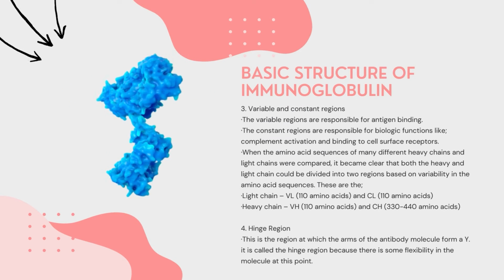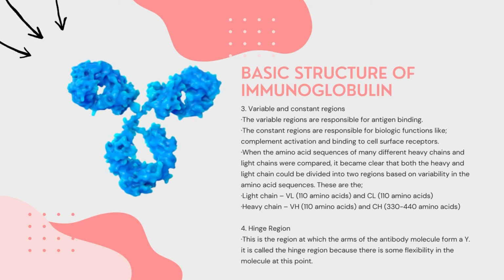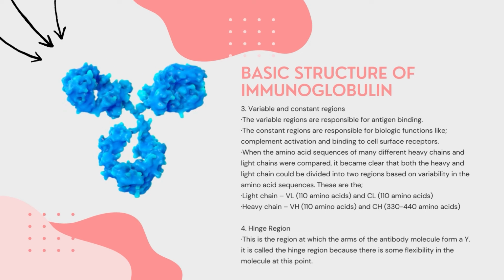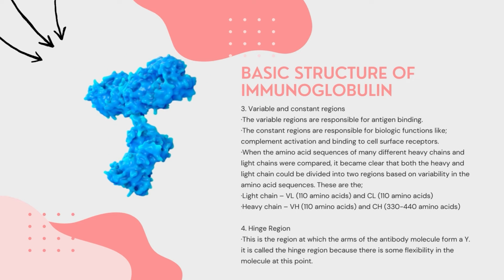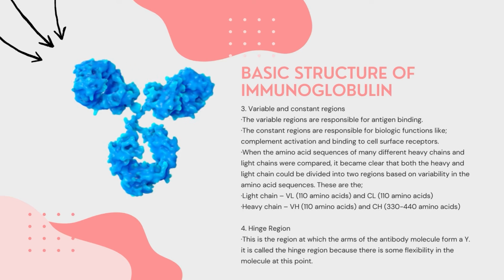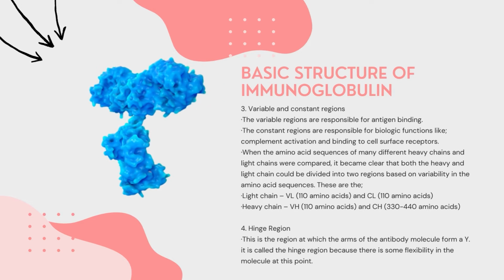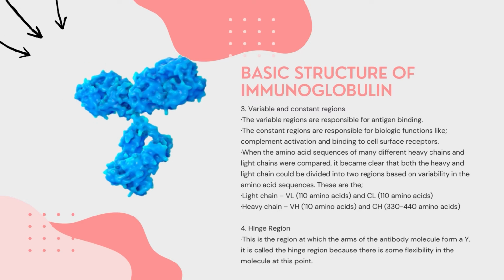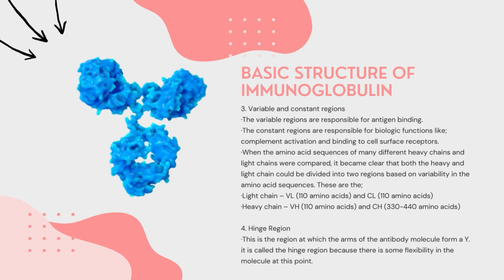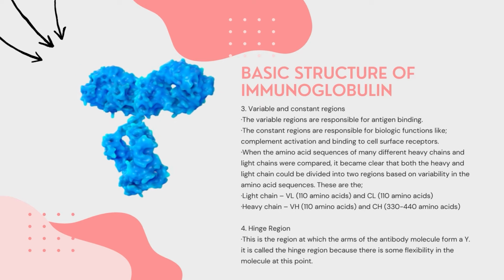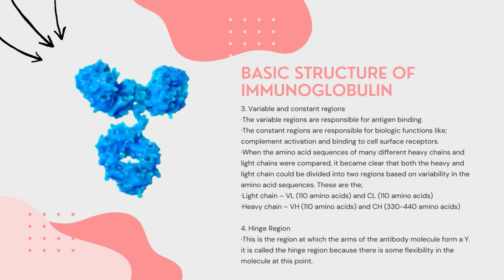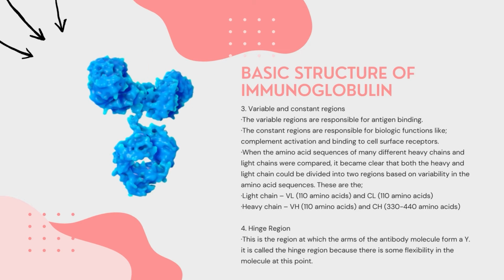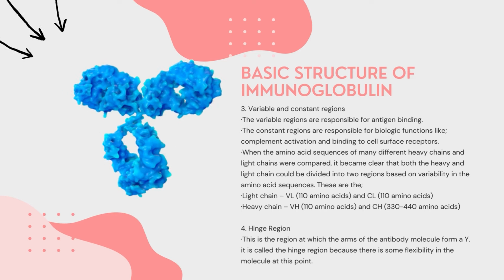3. Variable and constant regions. The variable regions are responsible for antigen binding. The constant regions are responsible for biologic functions like complement activation and binding to cell surface receptors. When the amino acid sequences of many different heavy chains and light chains were compared, it became clear that both the heavy and light chain could be divided into 2 regions based on variability in the amino acid sequences. These are the light chain, VL, 110 amino acids, and CL, 110 amino acids; heavy chain, VH, 110 amino acids, and CH, 330 to 440 amino acids.